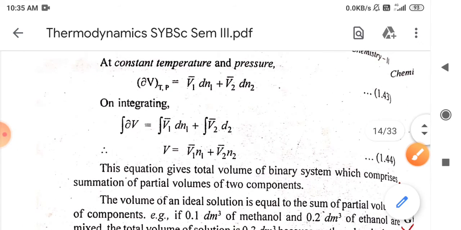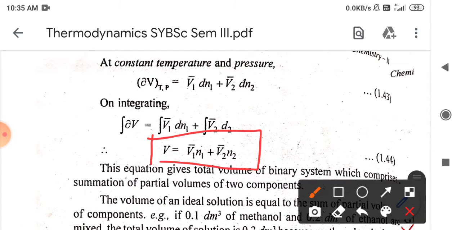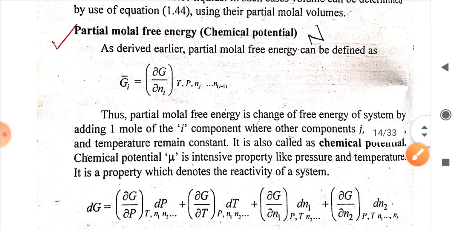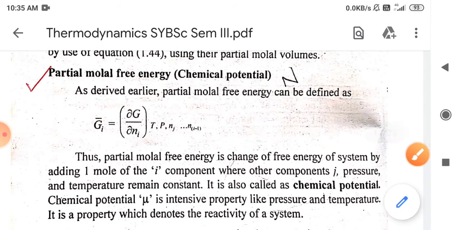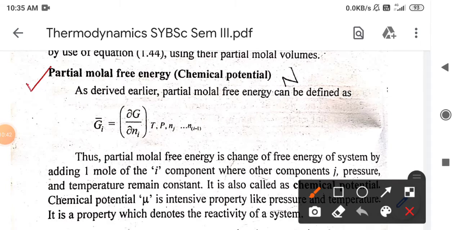molar volume equation. Okay, so this equation is quite useful for ideal solutions in order to calculate the partial molar properties, like we can calculate volume. Similarly we can calculate the Gibbs free energy. Okay, like we here see how to calculate this Gibbs free energy or the partial molar free energy. This is also called the chemical potential. Okay, so sometimes you might be asked to find the chemical potential for the given system. So there we just need to find the partial molar free energy.